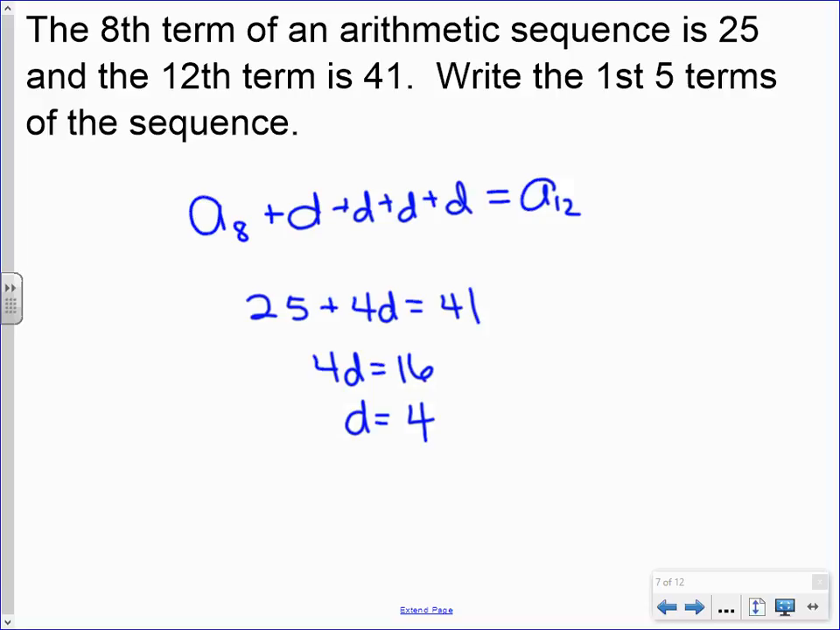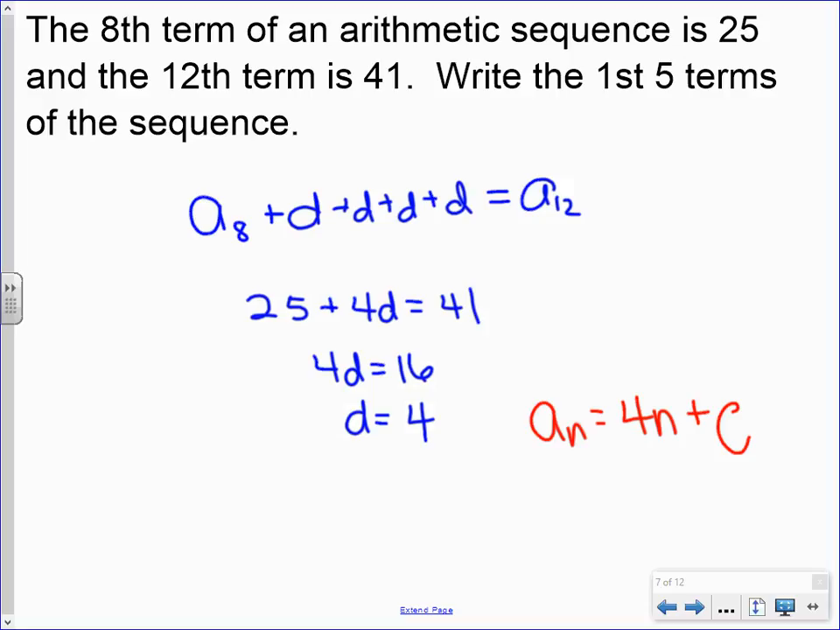Now, if we want the first 5 terms, it may be to our benefit to actually write the rule for this sequence. Okay. So we know that a sub n needs to be 4n plus some number. Now we don't have the first term. How might we be able to figure out c? We can plug in one of the terms we do have.